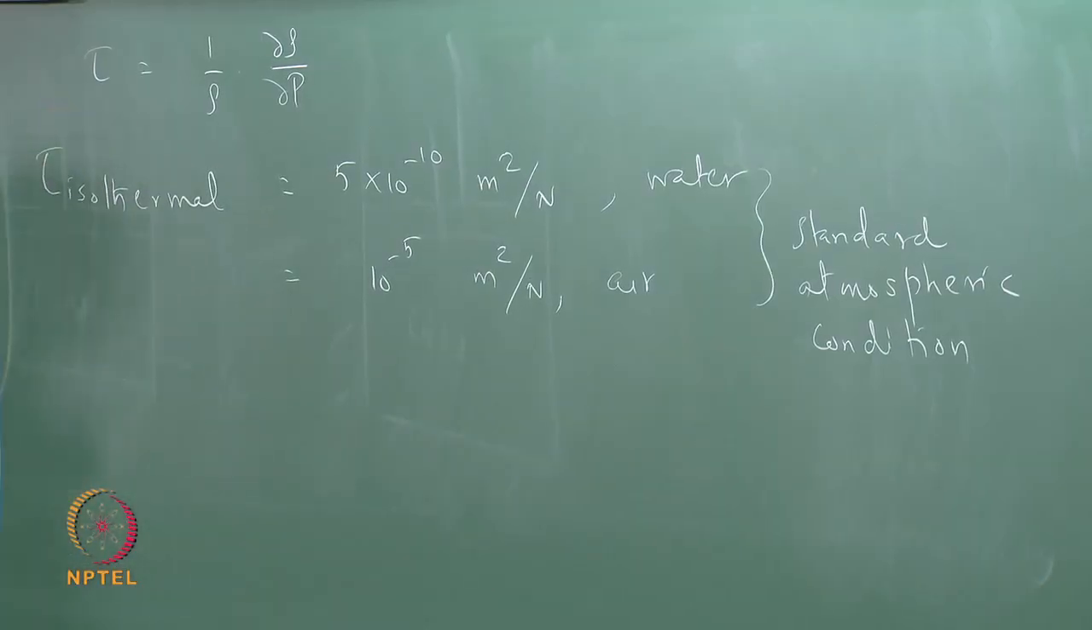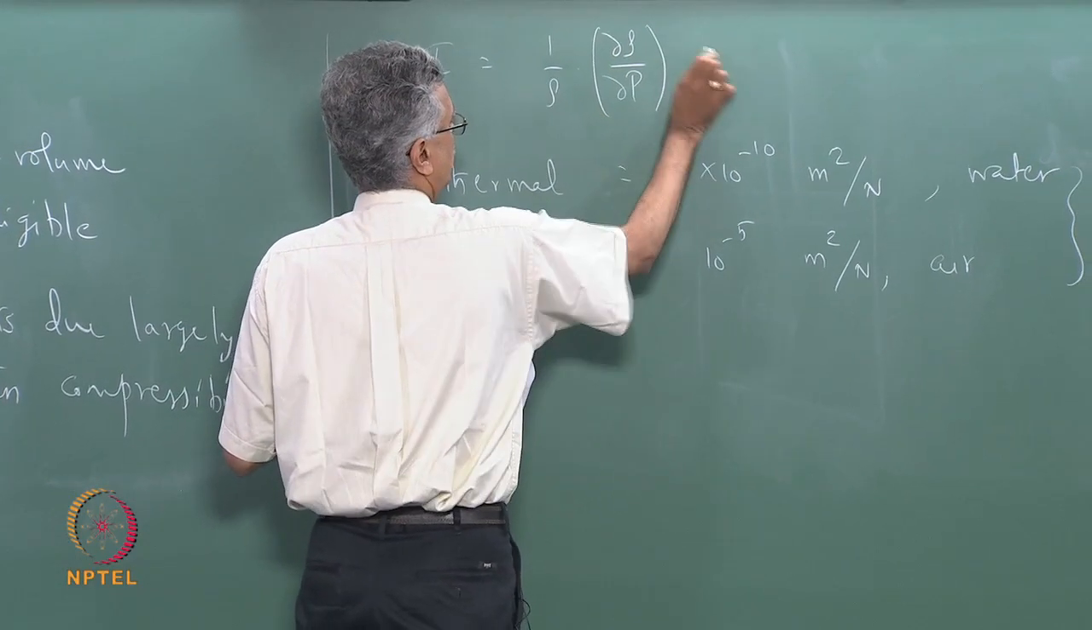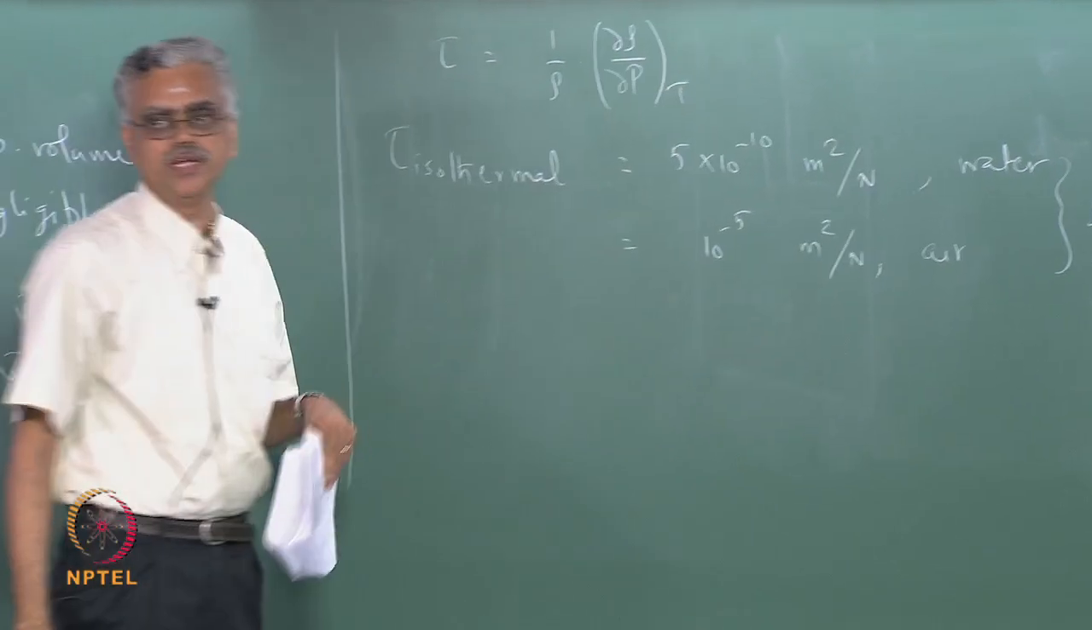So comparing these two numbers, we have said tau isothermal. By saying tau isothermal, what we are saying is this is going to be T equal to constant, right? It is going to be an isothermal process.